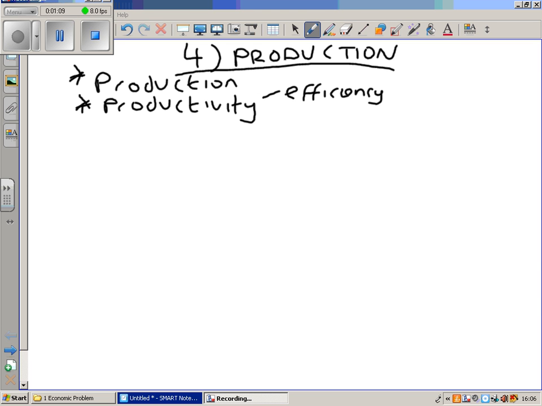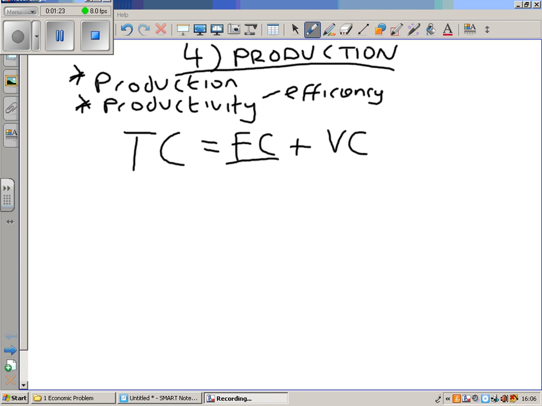Now, when a business produces things, it has to consider its total costs. These are the sum of fixed costs and variable costs. Fixed costs are costs that do not change with output. So no matter how many products a business produces, the fixed cost will remain the same. For example, if we were renting a classroom at £100 an hour, if we had 10 people in that room or 20 people in that room, that cost remains the same.